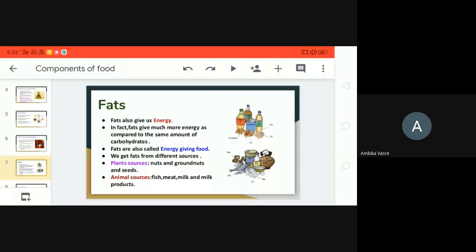Is it clear, children? So fats also give us energy. In fact, fat gives much more energy than carbohydrates. Fat gives much more energy as compared to the same amount of carbohydrates.